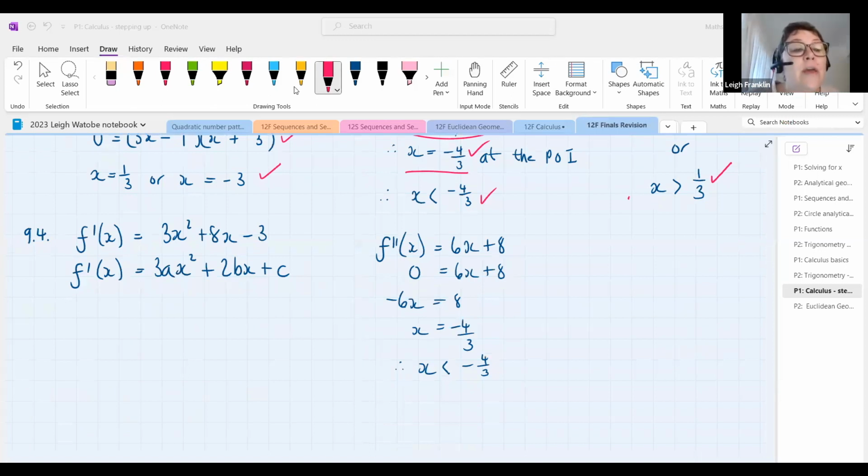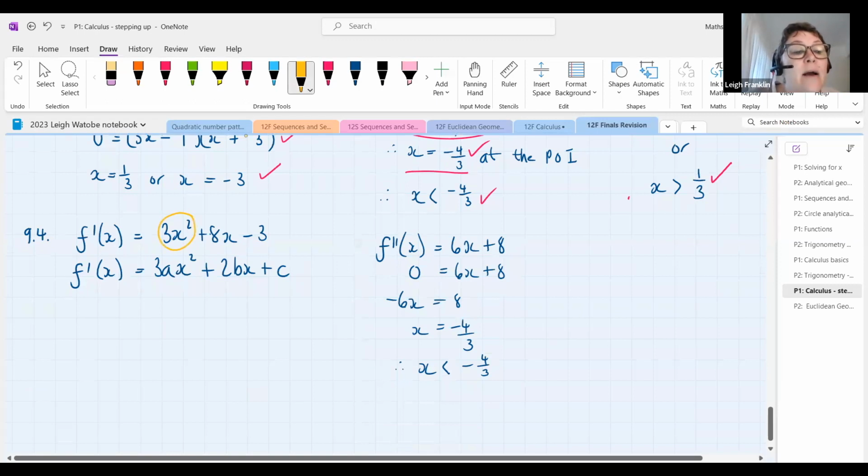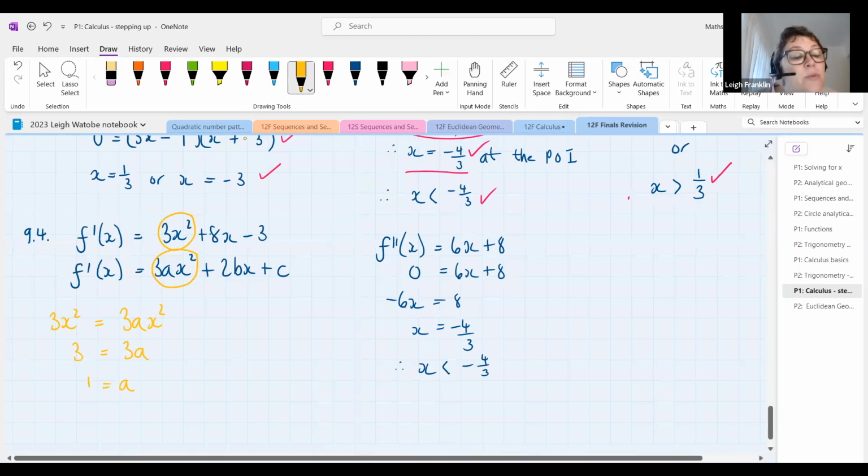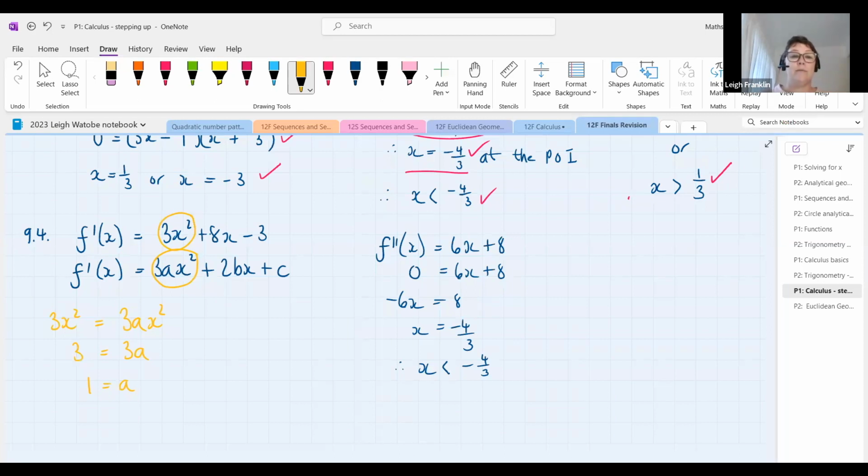Okay, so we are looking at this term over here and we are comparing it to this one. They are equal to each other. So 3x squared is equal to 3ax squared. And because we've got x squareds on both sides, we can drop the x squareds and say, well, 3 must be equal to 3a. So therefore, a has to be equal to 1. Okay, so this is the inspection method. It's the only way that we can do this.